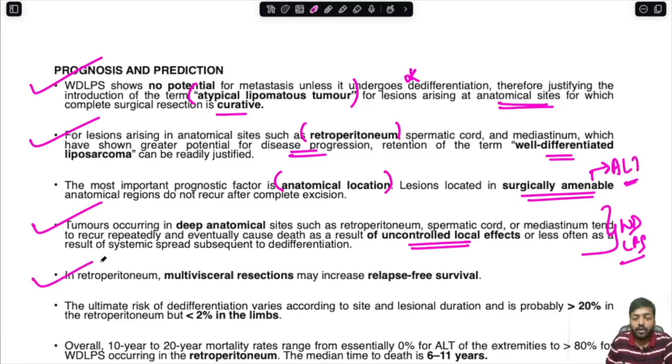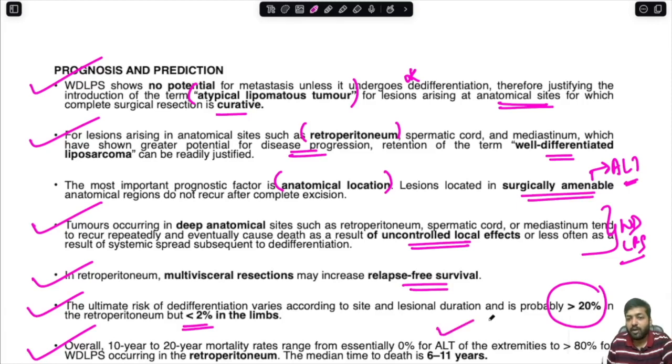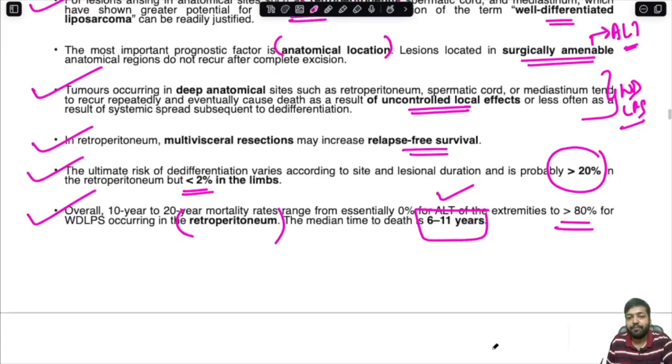In the retroperitoneum, multivisceral resections may increase relapse-free survival. The ultimate risk of de-differentiation varies according to the site and lesional duration and probably is more than 20% in the retroperitoneum and less than or equal to 2% in the limbs. The overall 10-year to 20-year mortality rates range from essentially 0% for ALT of the extremities to more than 80% for well-differentiated liposarcomas occurring in the retroperitoneum. The median time to death is between 6 to 11 years.